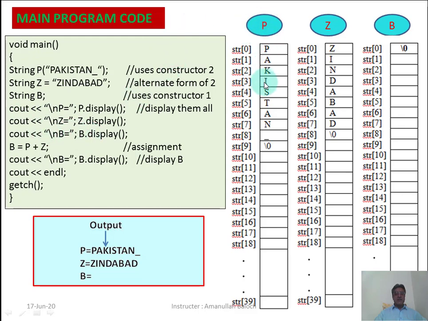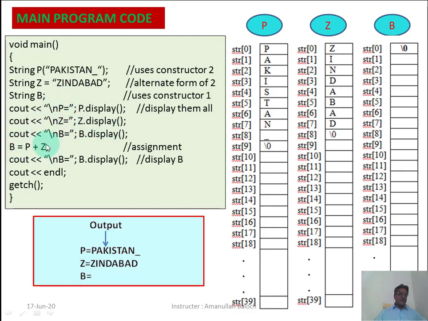Here P contains Pakistan, so the display function will display this output: P is equal to Pakistan. Z contains Zindabad, so it will display Z is equal to Zindabad. While B contains nothing, a null value, and a null value cannot be displayed. So when B calls the display function, it cannot display any value. It will just display this message: B is equal to, and it will not display anything because there is nothing in the memory of B except the null value. So this output is the result of these three lines.